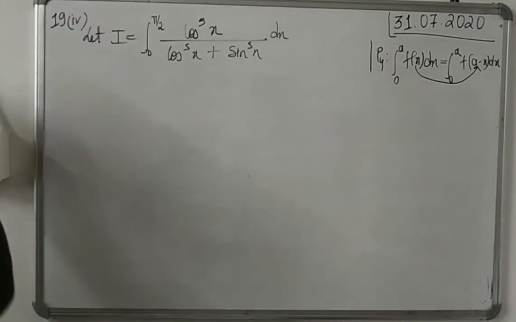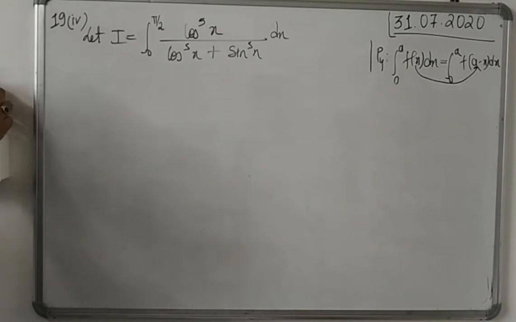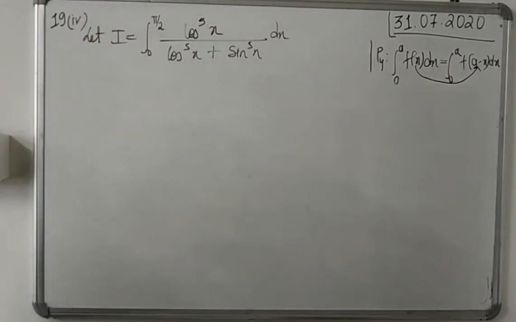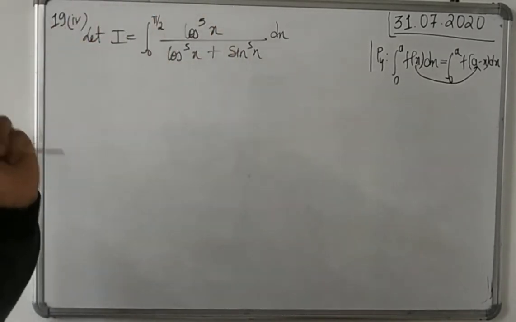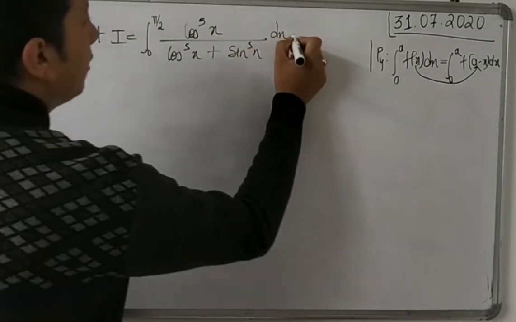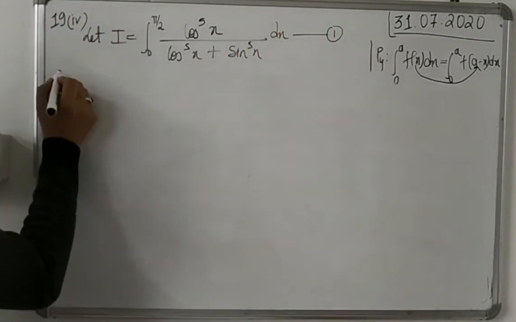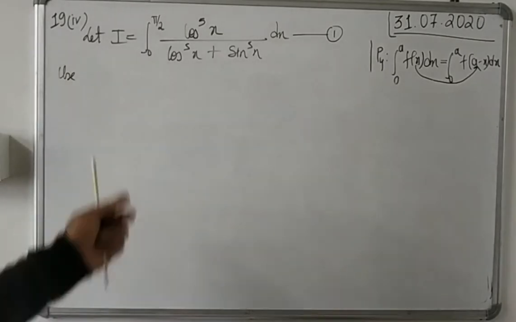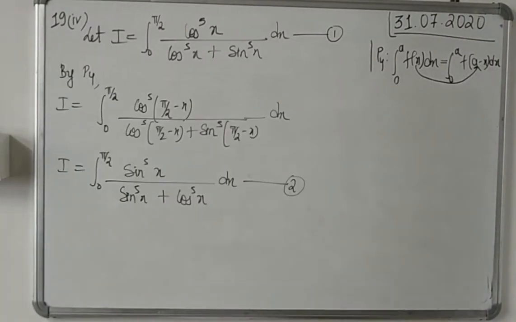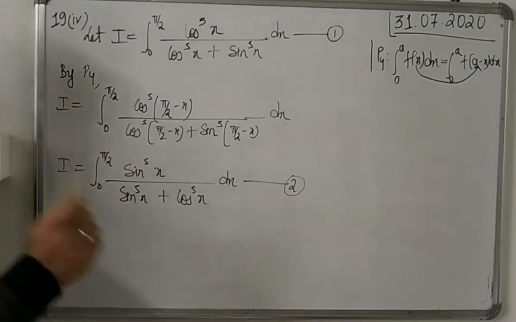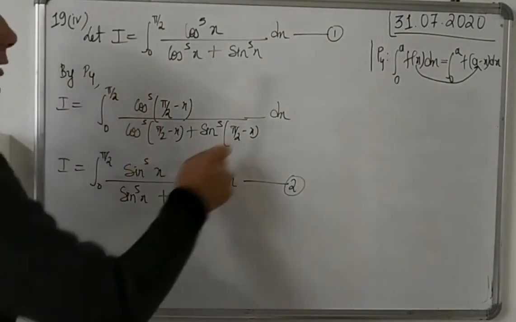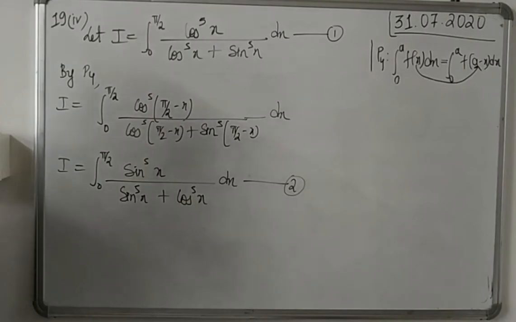Okay, so we know the first step what to do. The first step is to assume the given integral as capital I. Let us keep it as equation number 1. Now use, okay, I'll just pause the video and then I'll explain the steps. Okay, let's continue from here. So the first step was to assume the given integral as capital I. I hope you're clear. Now what is the second step?